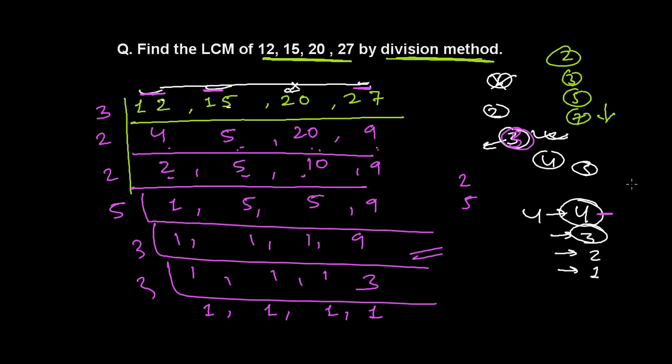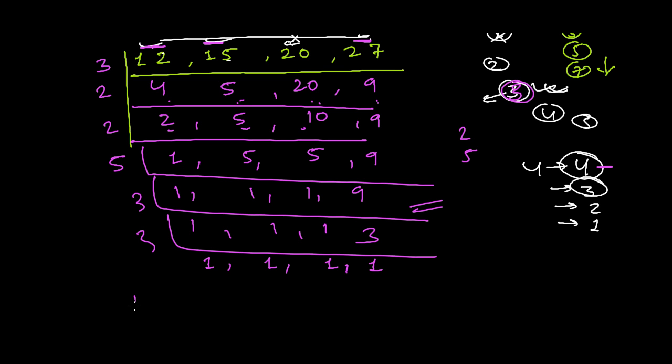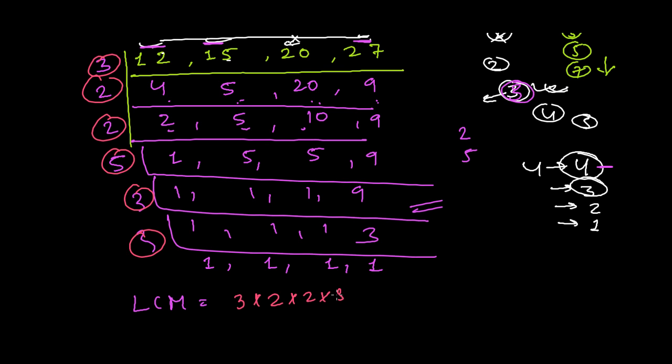Alright, so our LCM is now going to be 3 times 2 times 2 times 5 times 3 times 3. So it's going to be 3 times 2, that's 6, 6 times 2, that's 12, 12 times 5, 60, 60 times 3, that's 180, 180 times 3, that's 540. So 540 is the LCM.